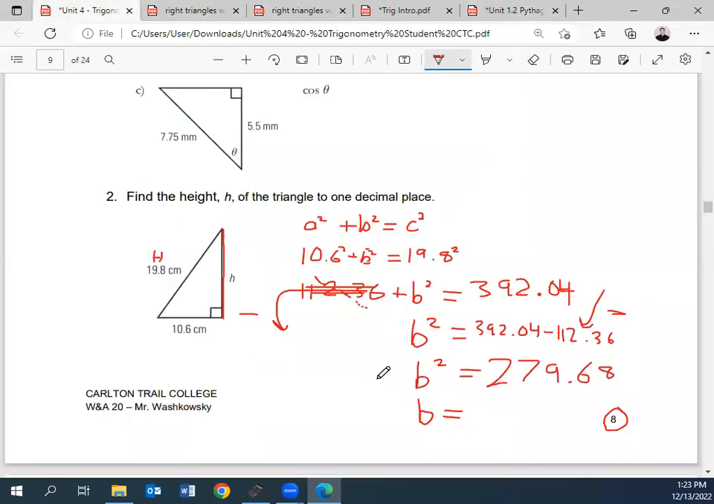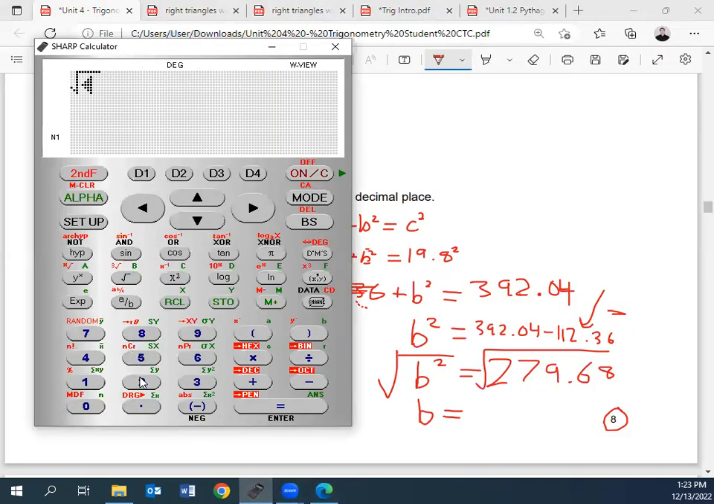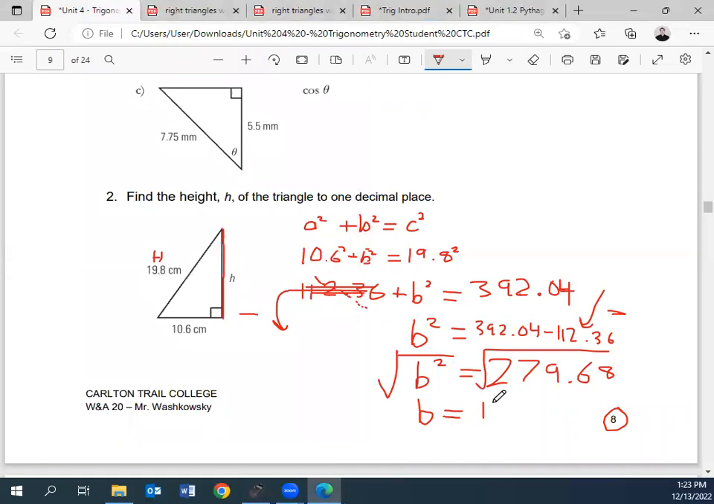So what I need to do is take the square root of both things. By taking the square root of b squared, I'm just left with b. And taking the square root of 279.68, I'm going to be left with 16.72. But on the answer sheet, it's only one decimal. Oh, whoops, that was past me doing one decimal.